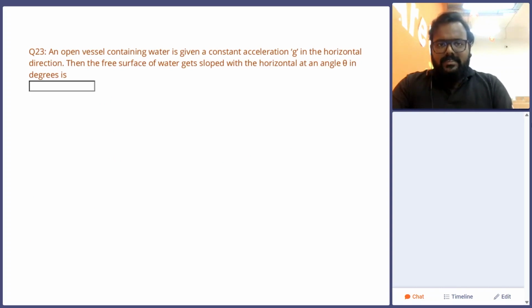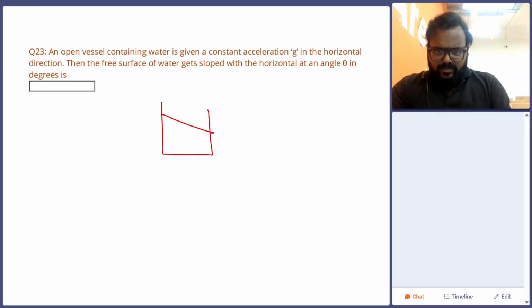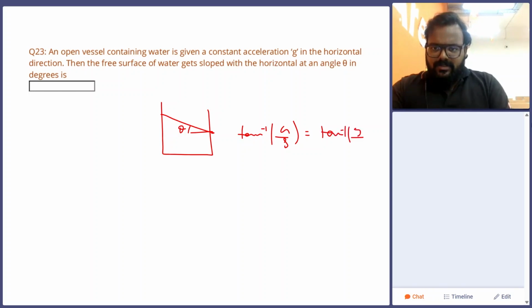This is 50. Alright, let's go to the next question. An open vessel containing water is given a constant acceleration g in the horizontal direction. The free surface of the water gets sloped with the horizontal by an angle theta. You know very well it's tan inverse a by g, meaning tan inverse g by g. It's tan inverse 1, which is 45.